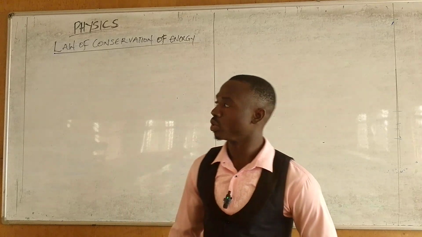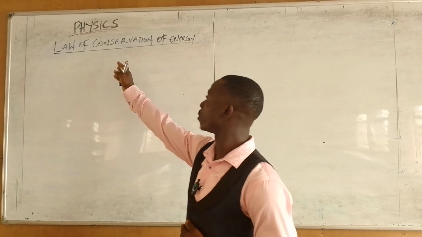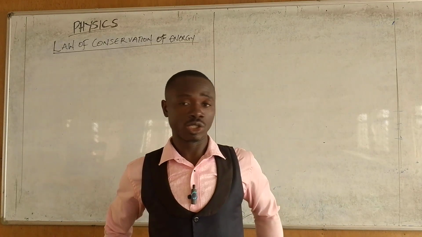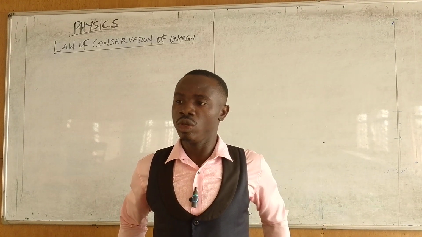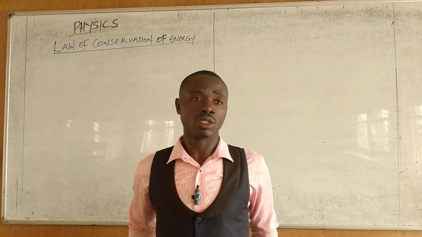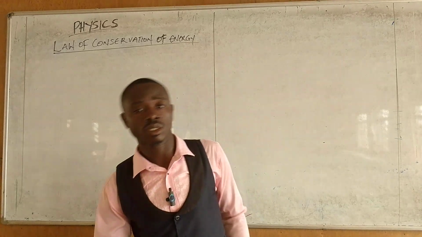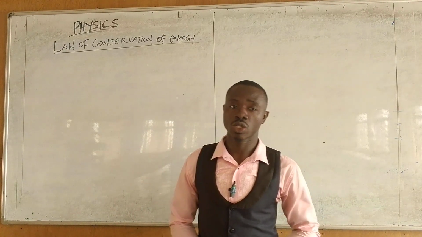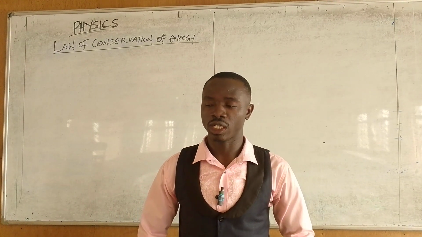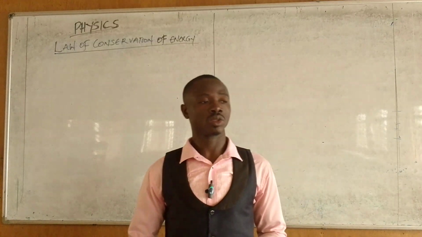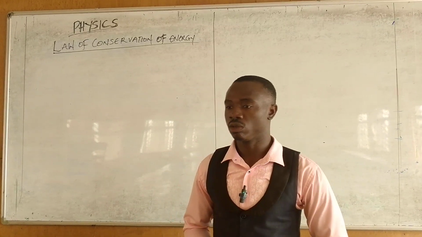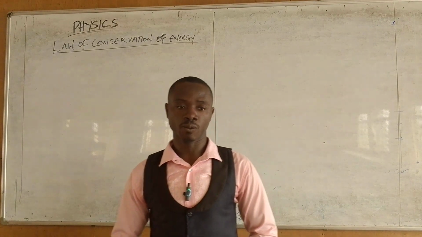Today, we want to look at the law of conservation of energy, or you call it the principle of conservation of energy. What does the principle of conservation of energy say? It says that in a closed or isolated system, energy can neither be created nor destroyed, but can be transformed from one form to another.